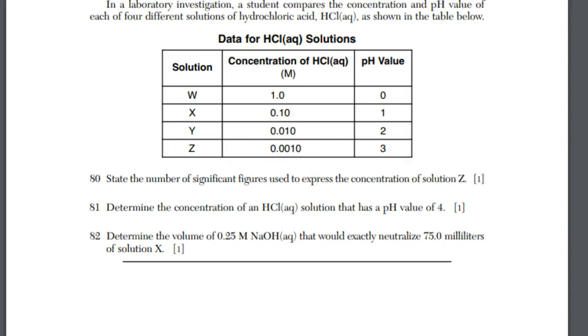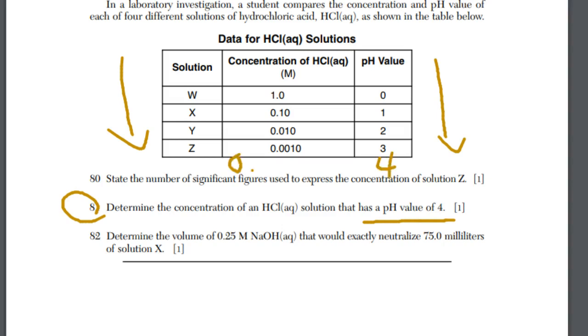So 81 is a question asking about the pH of 4. Determine the concentration. Well, there's two different ways. The first would be just to follow the trend here in the table. If you look, with every pH value going up, the concentration of hydrochloric acid, you're going to divide by 10. So the next one in line, which would be 4, is 0.00010. That's your answer.